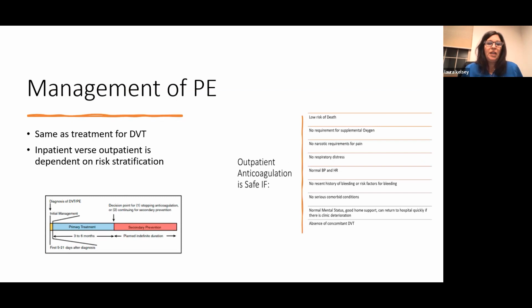Now, the management of PE is the same as treatment for DVT. They're all on the same thing. But the question for PE is, do you do it as an inpatient or an outpatient? And outpatient anticoagulation is safe if the following criteria are met. There's a low risk for death, they're not on narcotics, they have access to healthcare, they're competent, and they don't have a lot of comorbidities.